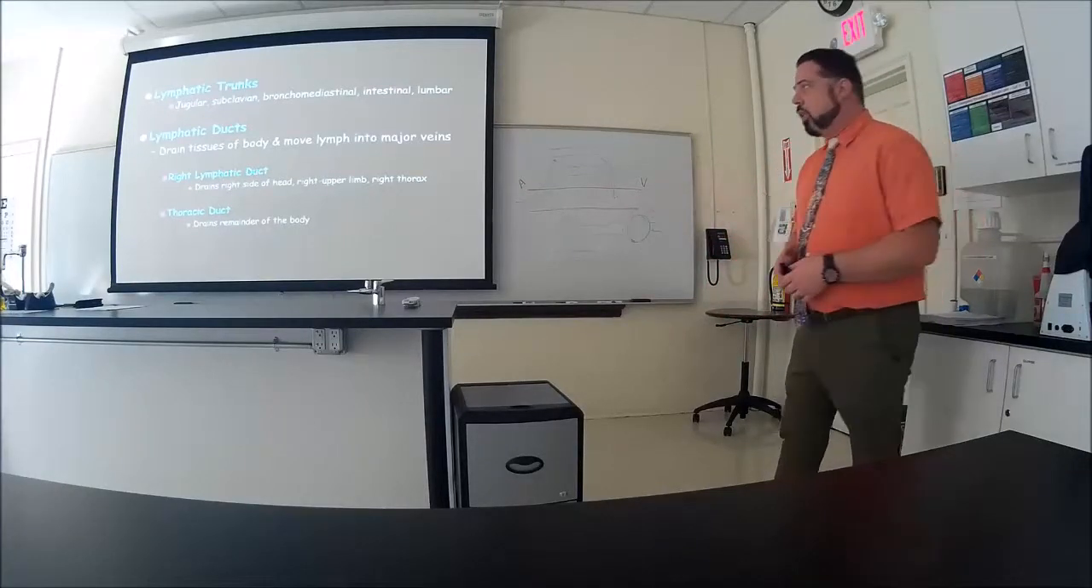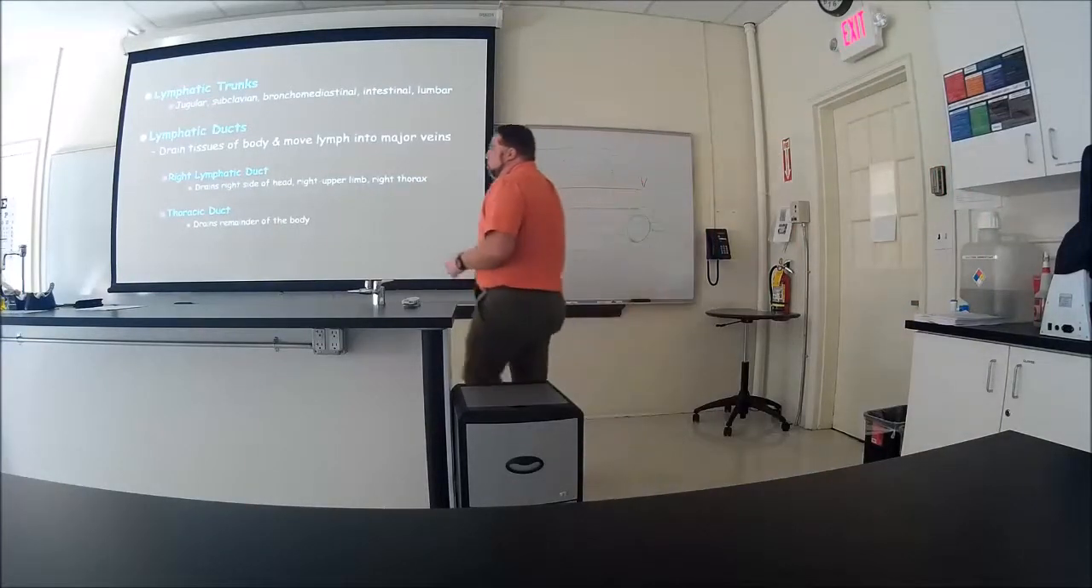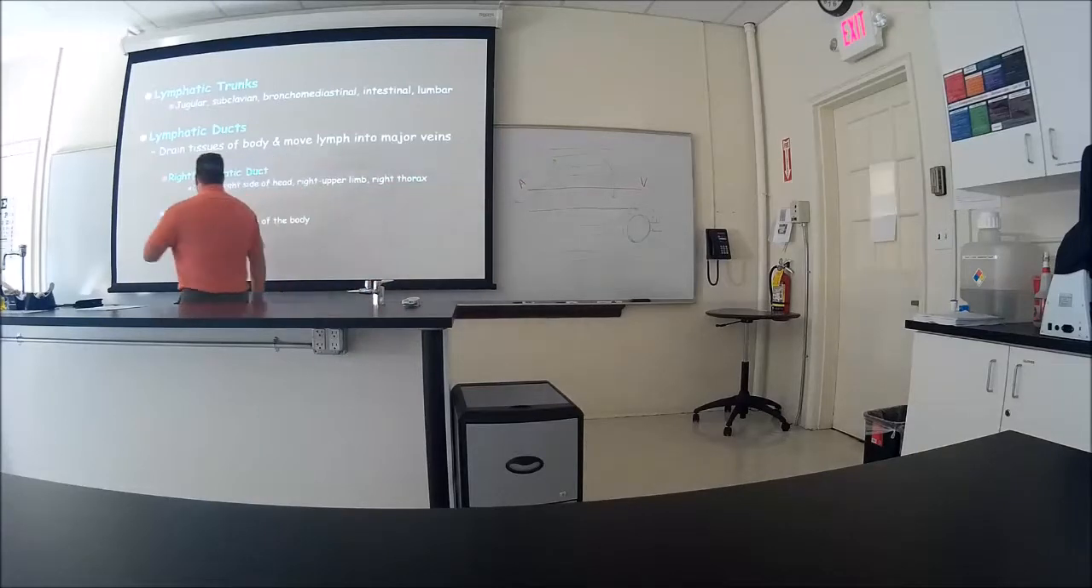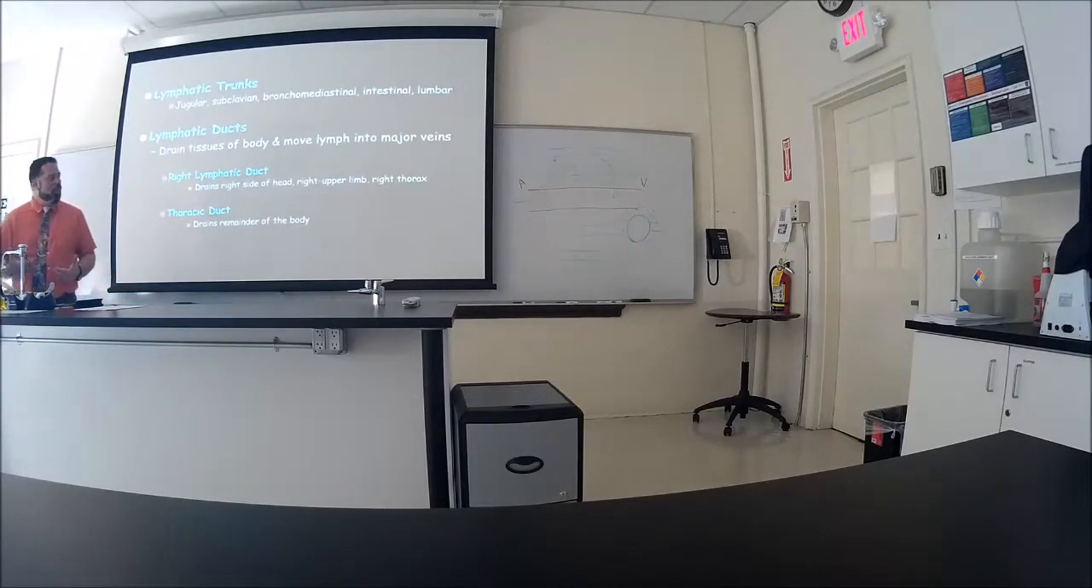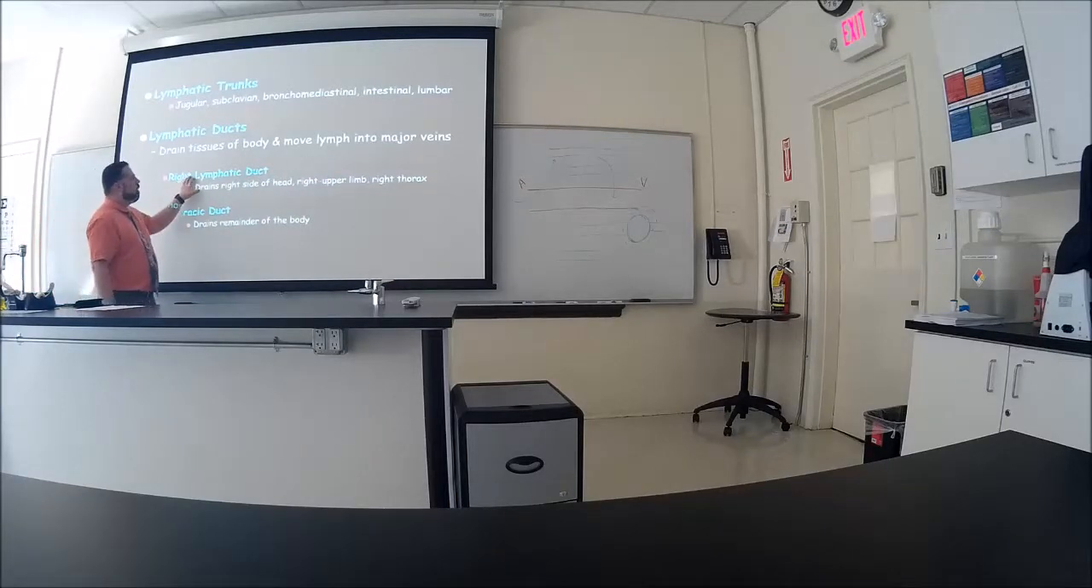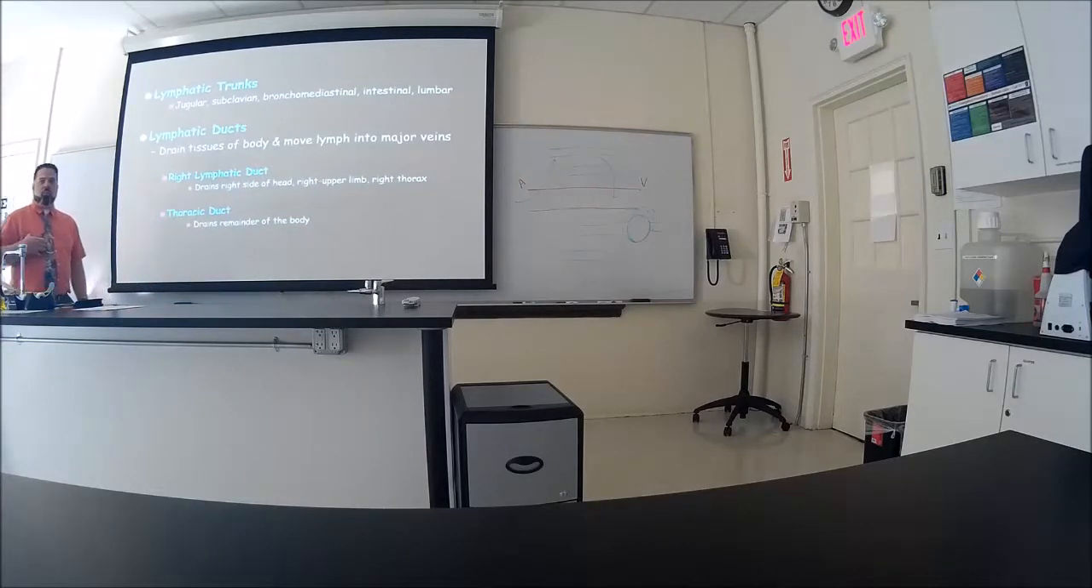This is where it comes in. We have the right lymphatic duct, which is going to drain that 25% that was in green in that picture before. All right, so it's not even. It's not 50% on the left and 50% on the right being drained that way. It's only 25%. The right lymphatic duct is going to drain the right side of the head, the right upper limb, and the right thorax.